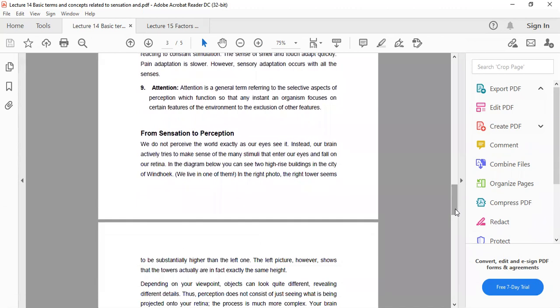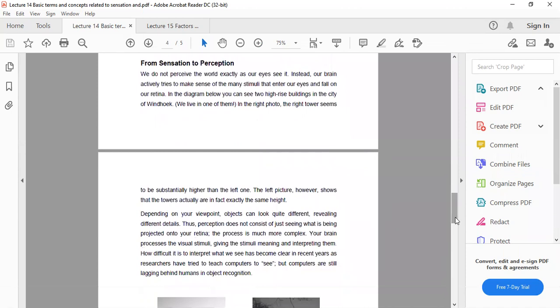Then look at attention. Attention is a general term referring to the selective aspects of perception, where at any instant an organism focuses on certain features of the environment to the exclusion of other features. It is the highest level of awareness, with selection or discrimination involved towards certain stimuli to focus on. That's attention.